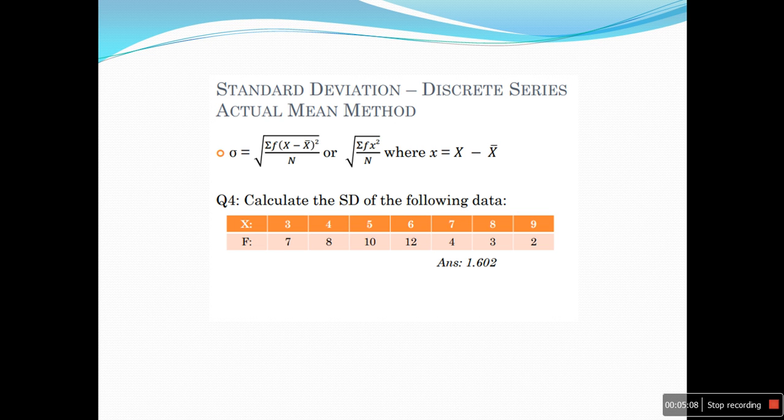Standard deviation discrete series, actual mean method, also called the grouped data method. Here frequency is given to you. Sigma is equal to under root summation f times x minus x bar whole square over n, where x is equal to x minus x bar, so we put it as under root summation fx square over n.